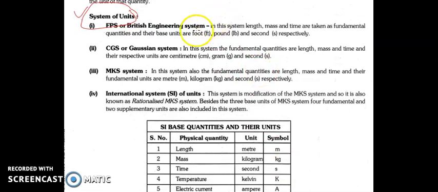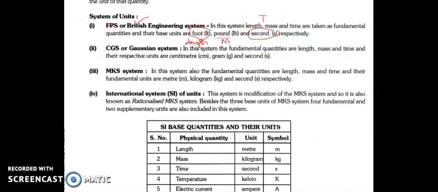First system is FPS system or British engineering system. In this case the base units have been taken as foot, pound and seconds. You must understand this thing that every system will have some fundamental quantities and some derived quantities. So these are the three fundamental quantities for the FPS system or British engineering system. Foot is used for length as fundamental quantity. Pound is used for mass as fundamental quantity, and second is used for time as fundamental quantity.